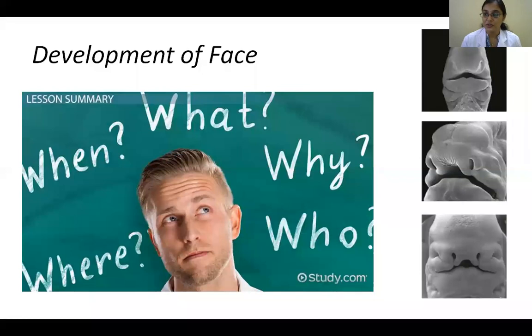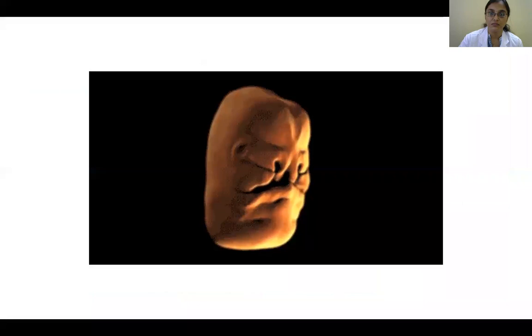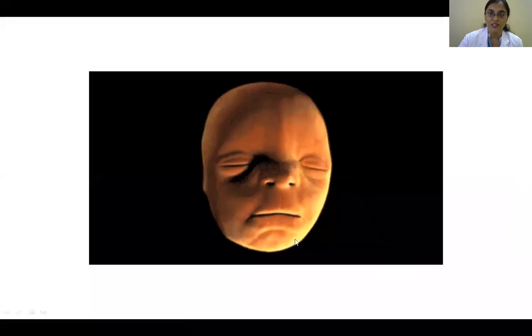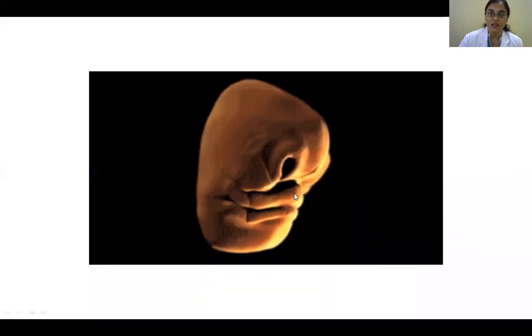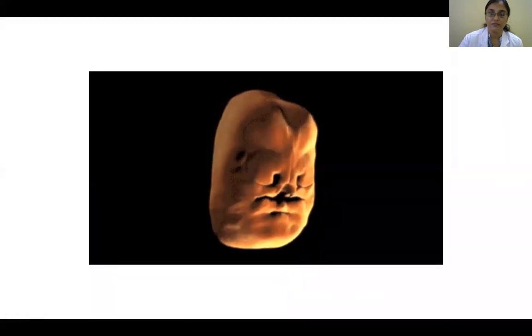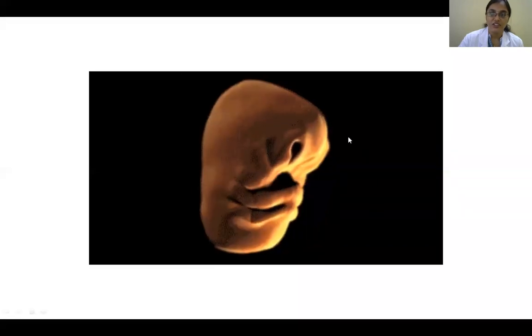These images are scanning electron micrographs of a developing embryo. You can make out the stomodeum here, and there are many elevations coming forward and trying to form the face. And once again, this animation. Observe that all of the prominences are just moving around this stomodeum. So this is the region here.